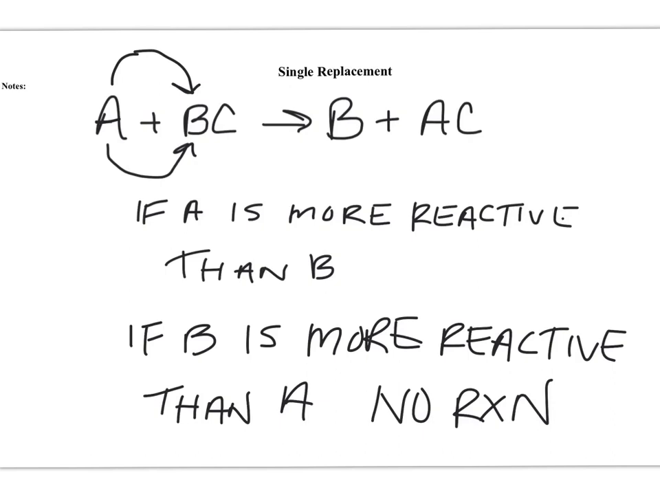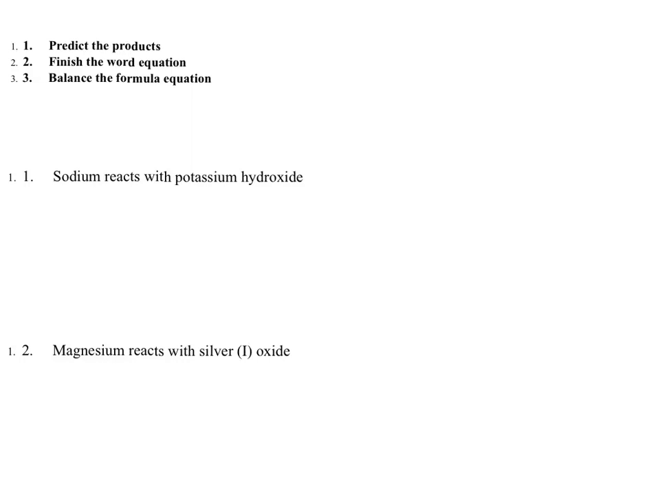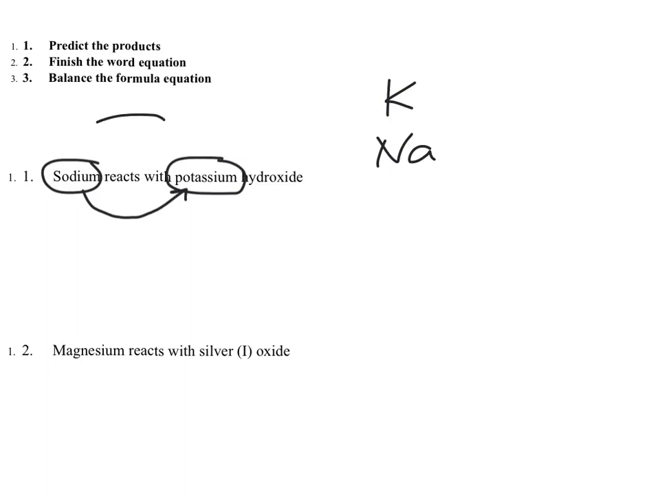Let's get into it. Starting with this first one, sodium reacts with potassium hydroxide. First, you want to predict the products. So we're looking at sodium and potassium. Sodium versus potassium. Who is more reactive? If you look on your activity series sheet, potassium is actually more active than sodium. So potassium's higher up on the sheet or chart than sodium. So therefore, when sodium comes in and tries to kick out potassium, potassium will say no way. So therefore, no reaction would occur.